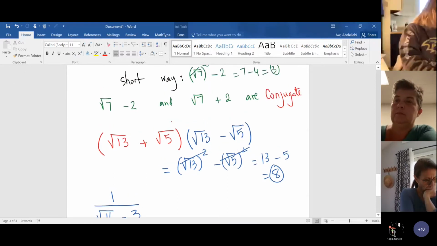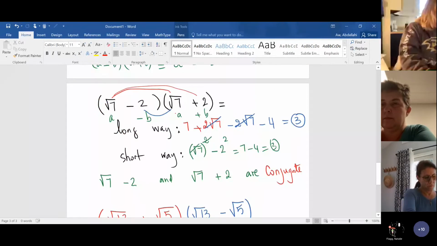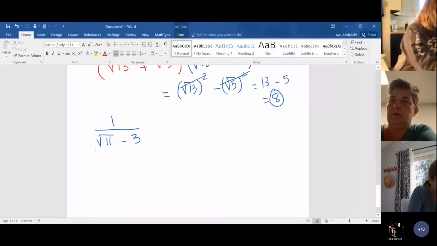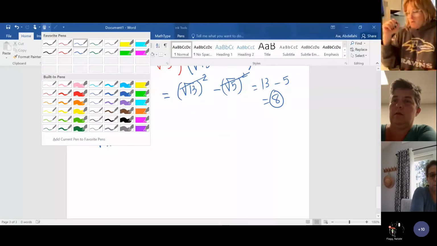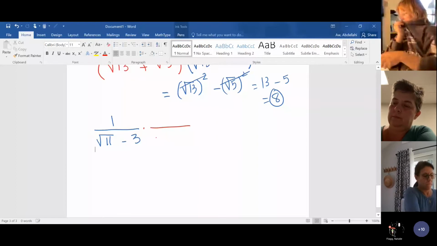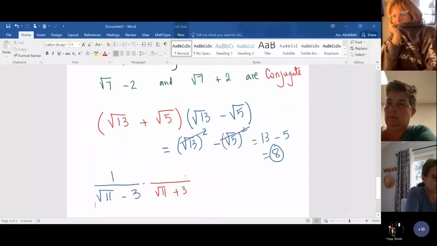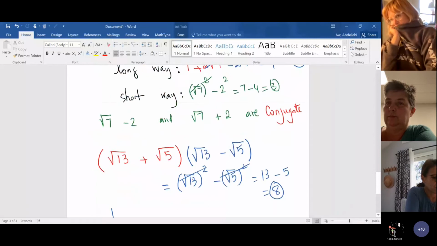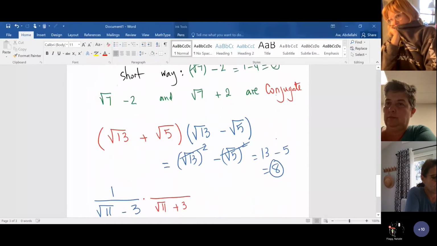What am I going to put next to the square root of 11 minus 3? I'm going to put square root of 11 plus 3, the conjugate, right? Everybody see the reason? My inspiration comes from these examples right here, because when I put two conjugates next to each other, my product is free of square roots, right?